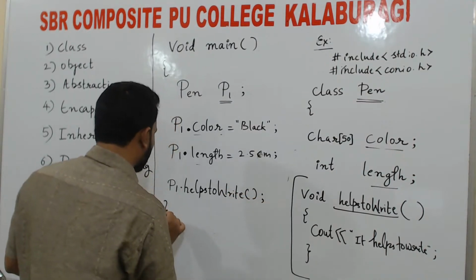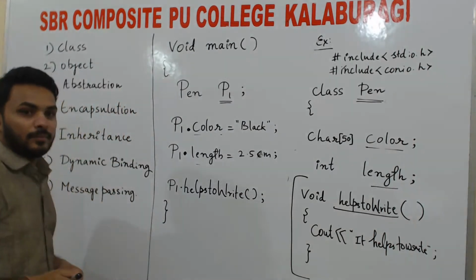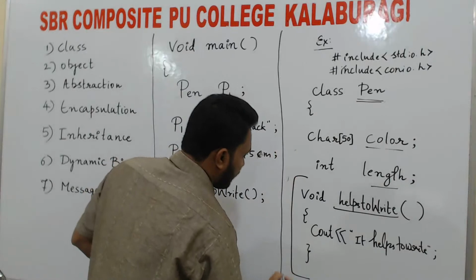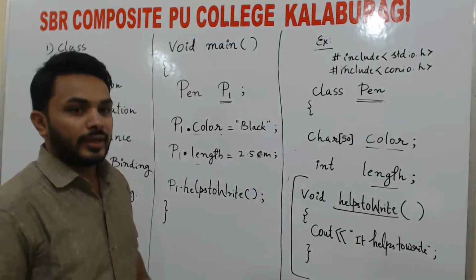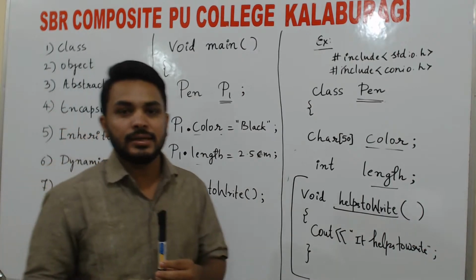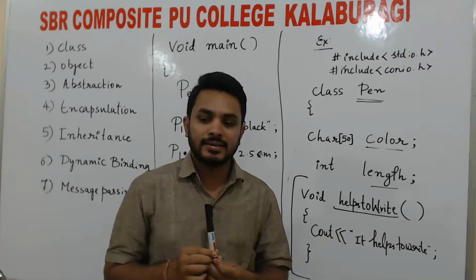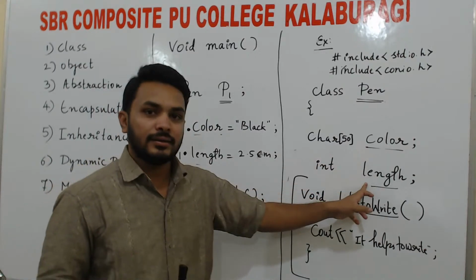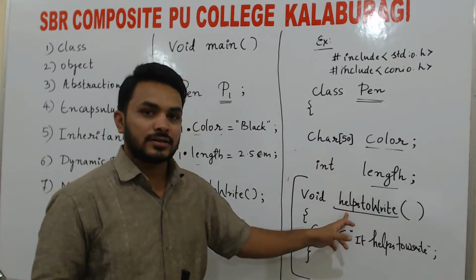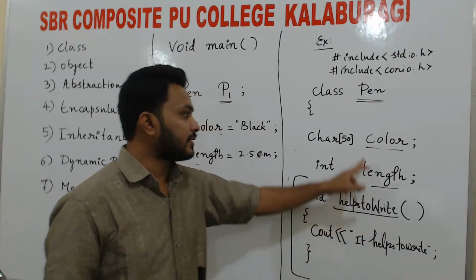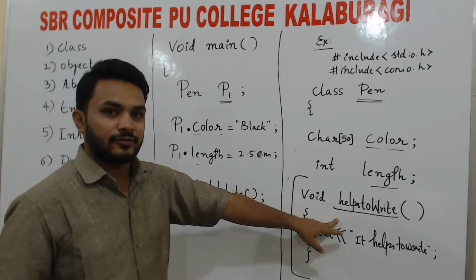Helps to write and closing the brace. Okay, so the whole program explains that we have a pen as an object. The pen object includes two properties and a function. The two properties are color and length. Then the function is helpsToWrite. The function name is helpsToWrite. So we have two properties and a function.